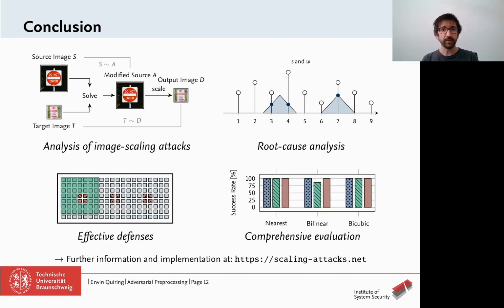To verify the threat in practice, we evaluate these attacks and the defenses comprehensively with common imaging libraries in machine learning like TensorFlow.